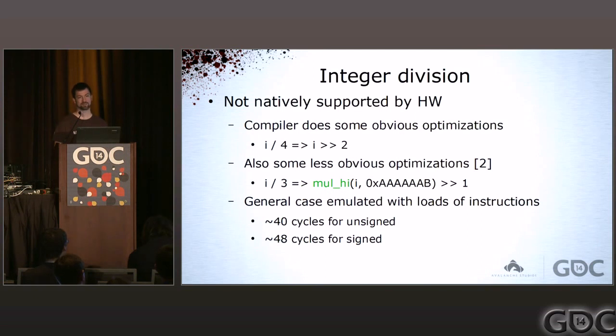However, in the general case where you're just dividing by any random integer, it's going to be a lot of instructions. We're talking about 40 cycles for unsigned and about 48 cycles for signed. So that's very expensive. It's something you should try to avoid if you can.